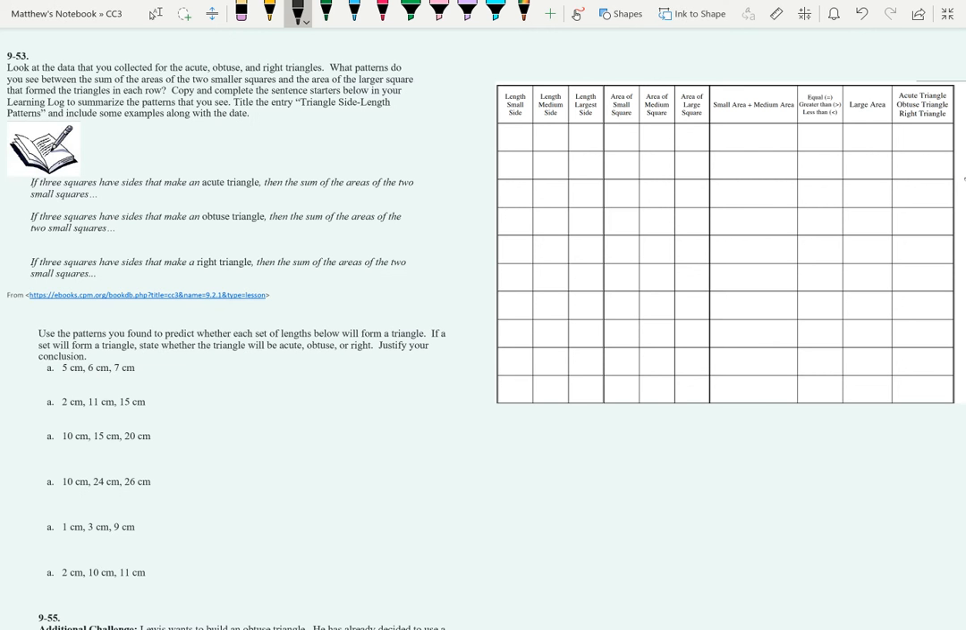All right, so now we're looking at 9-53. It says, look at the data that you collected for the acute, obtuse, and right triangles. So here's our data table. What patterns do you see between the sum of the areas of the two smaller squares and the area of the larger square that form the triangles in each row? Copy and complete the sentence starters below in your learning log to summarize the patterns that you see.